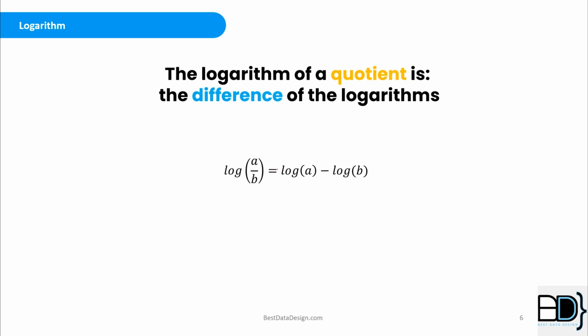The log of a quotient is the difference of the logs. So whatever is at the top would go first minus whatever goes in the bottom. So here, for example, the log of 8 minus the log of 2.